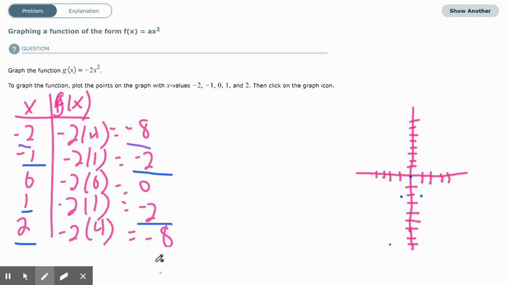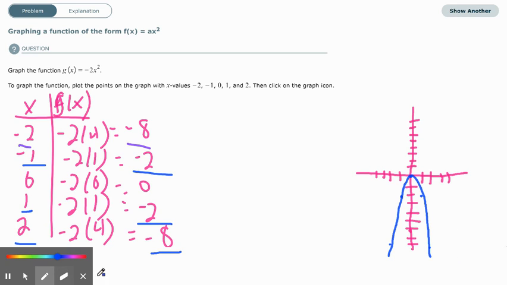and 2, -8. And you should see symmetry about the y-axis here. It should look exactly the same on the right and the left of where it kind of peaks there. And so we draw a curve in. Again, you'll use a different tool than I will to draw in the parabola. And that's how you graph something in the form of a value in front of the x squared.